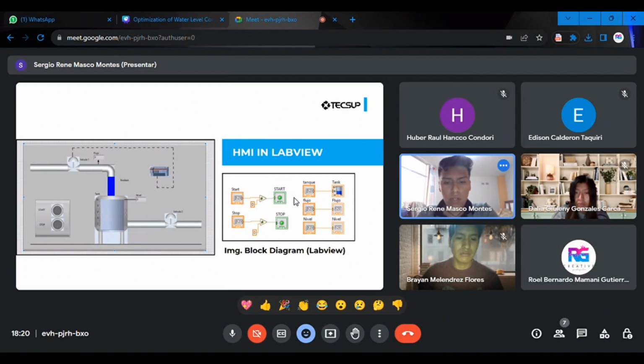In the LabVIEW HMI, we can see on the front panel a visual representation of the nested control that is being done, and in the block diagram we can see the connection so that the tank can operate in LabVIEW, and we can see the level of the tank and the flow of the tank. It is worth mentioning that the Studio 5000 program is being used for this, to link and work.